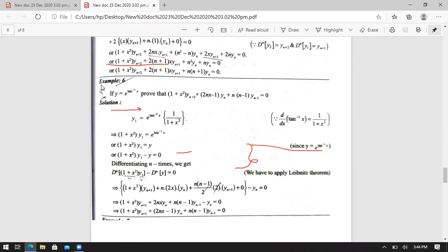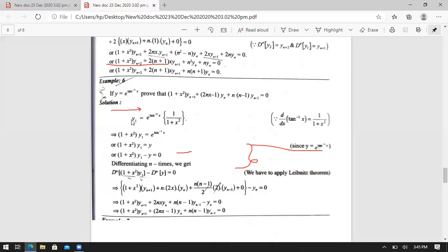Okay, this is the second one. Sixth example is second. See here, if y is equal to e to the power of tan inverse of x, then prove that this one. You try this one. This is very easy, and I will only explain this one. First, you are given y is equal to e to the power of tan inverse of x. Okay, then prove that this one.